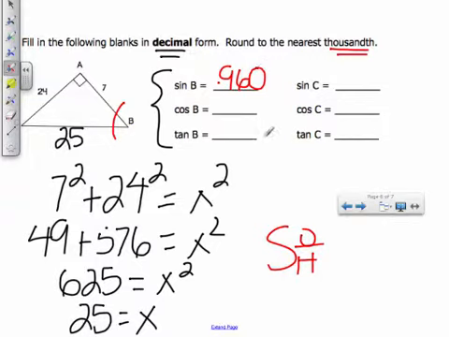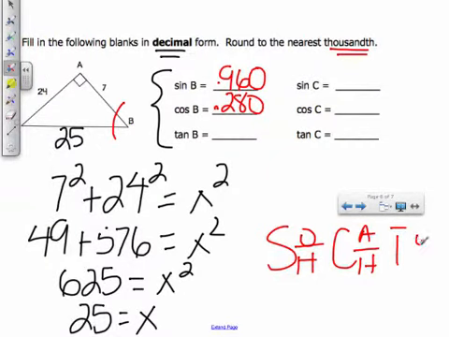Now cosine of B, remember cosine is adjacent over hypotenuse. So the adjacent side is 7, so I would have 7 over 25. Put that into your calculator, and you should end up getting 0.280. And lastly, tangent of B is going to be 24 over 7 because tangent is opposite over adjacent. So when you type 24 divided by 7 into your calculator and you round to the nearest thousandth, you should get 3.429.